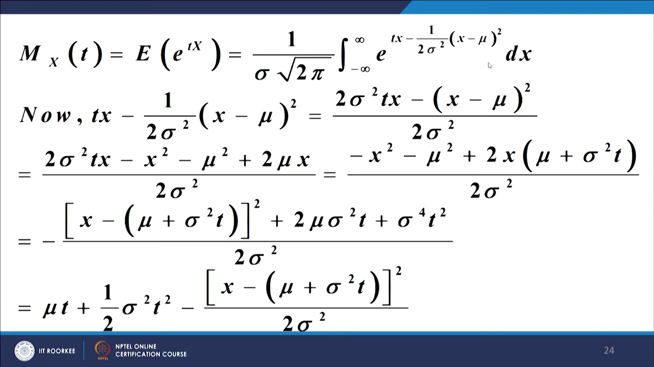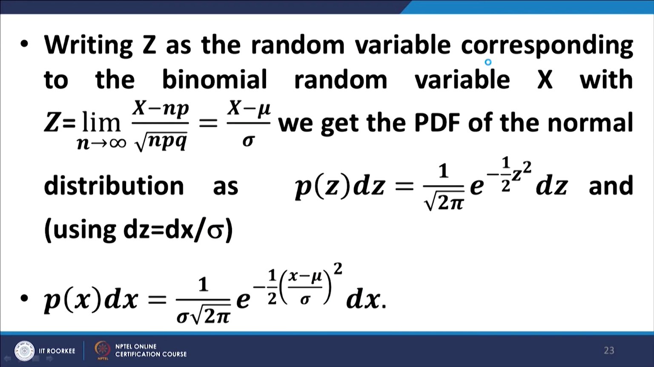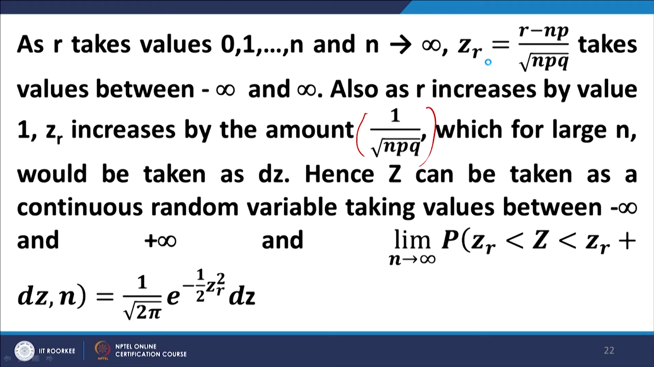Right. So, this is the probability density function of the normal distribution, worked out at the point z_r. This is the PDF of the normal distribution function worked out at the point z_r.